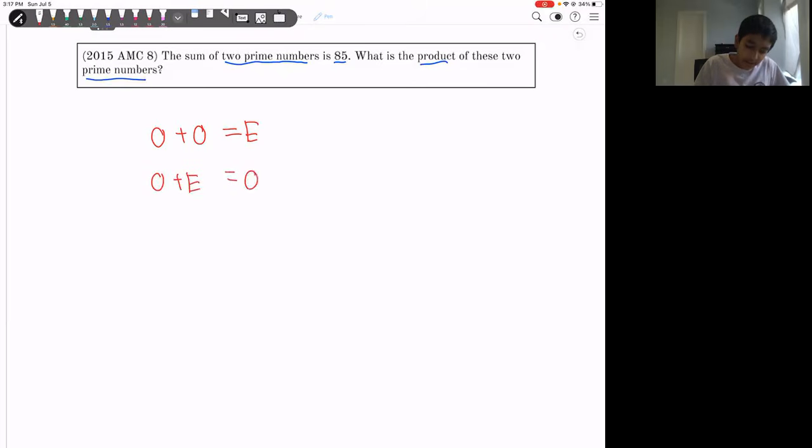So in order to get our sum to be odd, we need to have one number be even, one number be odd. And as we mentioned earlier, 2 is the only even prime. So this has to be 2. Then what has to be our other prime number in order for the sum to be 85? It has to be 83, because 83 plus 2 is equal to 85. And you can check for yourself that 83 is indeed prime. So our answer would just be the product of 83 and 2, which is 166.